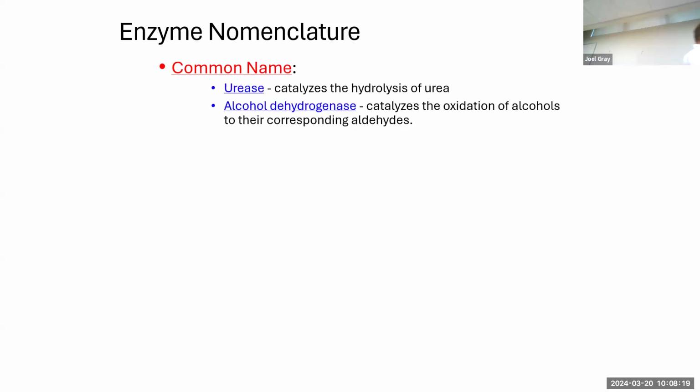Now, examples of common names: urease and alcohol dehydrogenase are two. Urease catalyzes the hydrolysis of urea. Alcohol dehydrogenase catalyzes the oxidation of alcohols and their corresponding aldehydes. These are two enzymes, specifically alcohol dehydrogenase is maybe something that you've heard in pop culture references. Maybe you've heard it referred to as ADH.